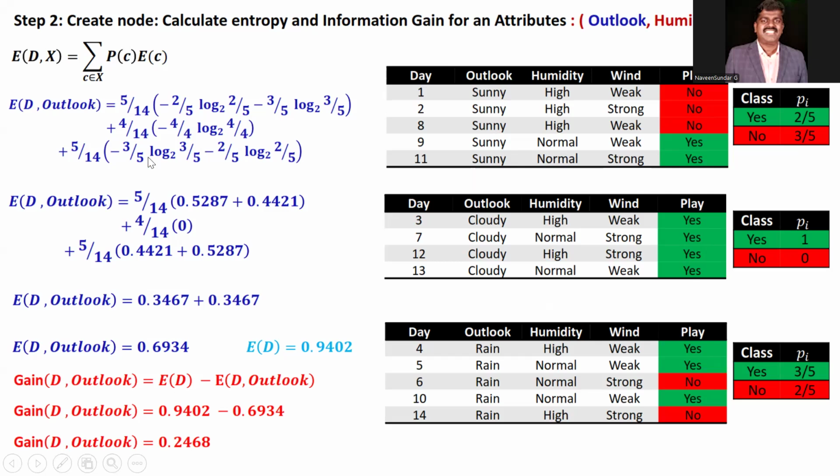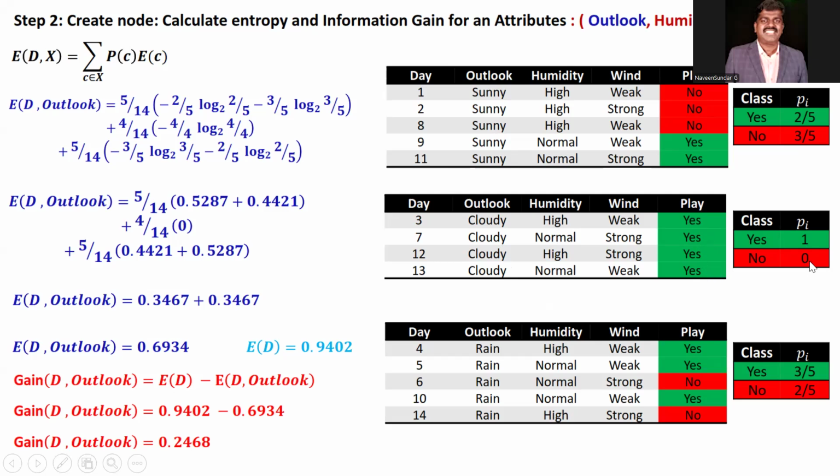And then plus we have to go for the next outlook, that is cloudy. So when cloudy, how many times does yes occur? All the 4 times yes occurs. So 4 by 4. We can say yes is 1. Okay. And how many times does no occur? That is 0. So we can say 0 by 4.